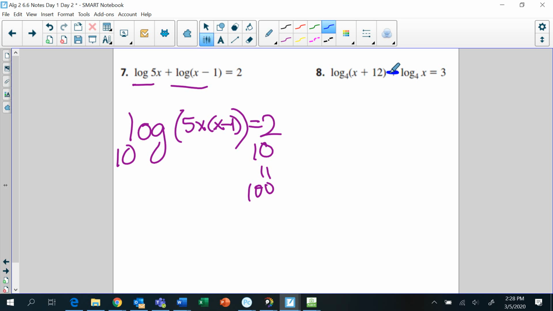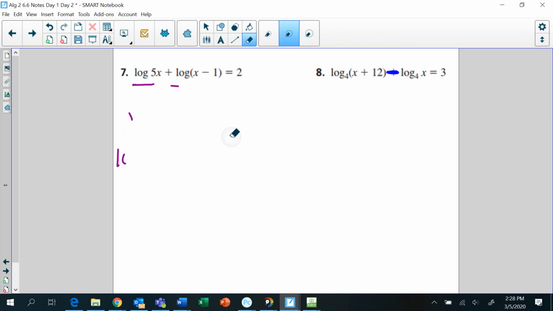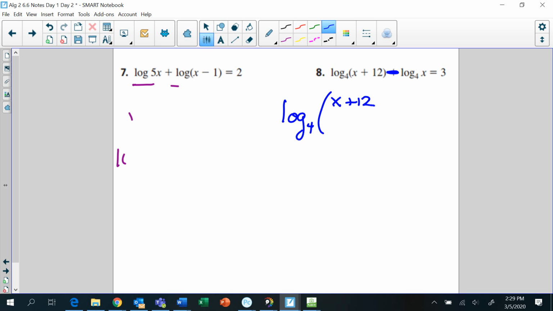Okay, so when I go to exponentiate, no, I can't exponentiate. I need to condense. So when I go to condense, how am I going to condense that? Divide. So log base 4 of x plus 12 goes on top, x goes on the bottom, equals 3. So that's condensing.